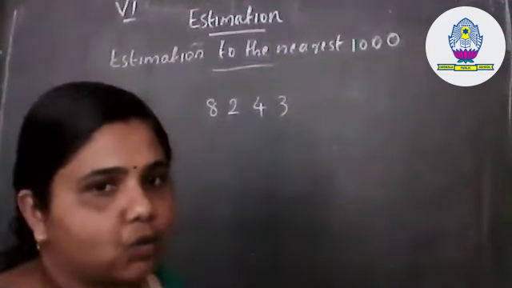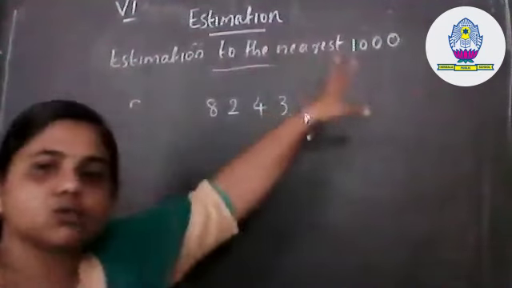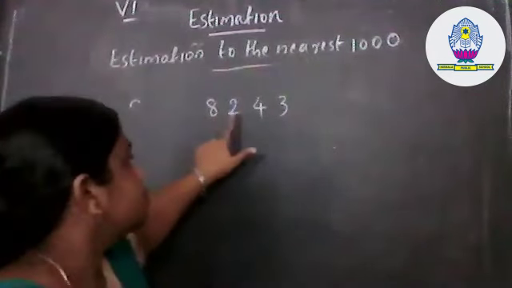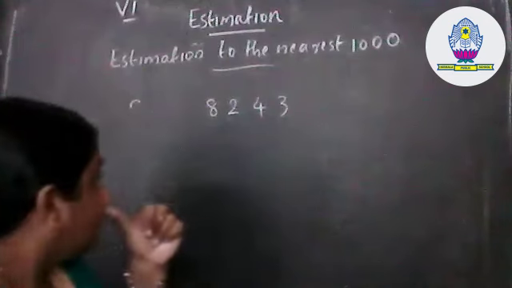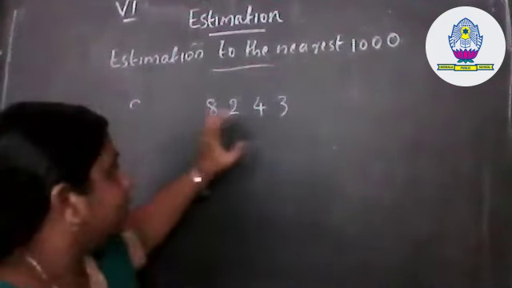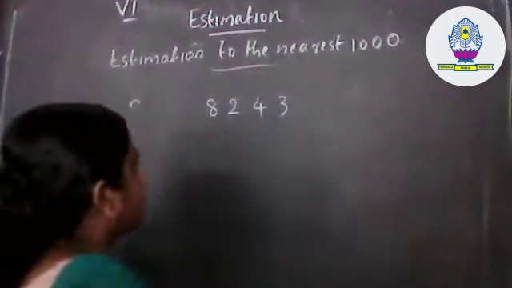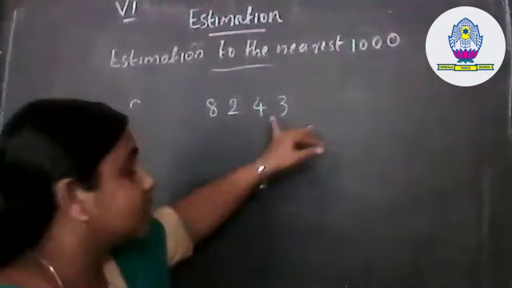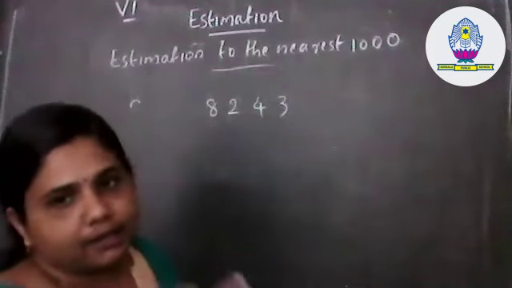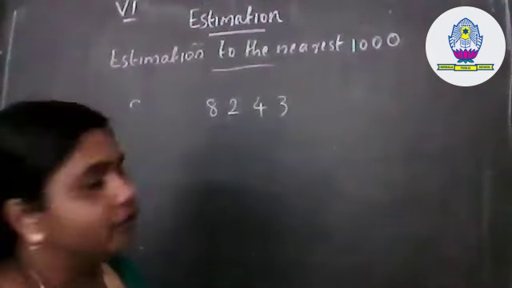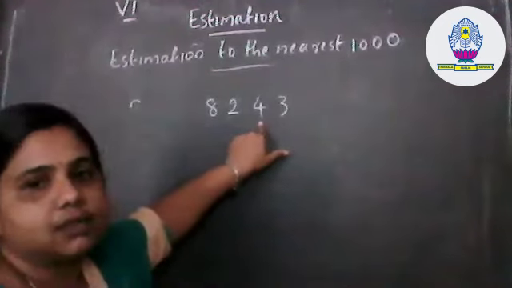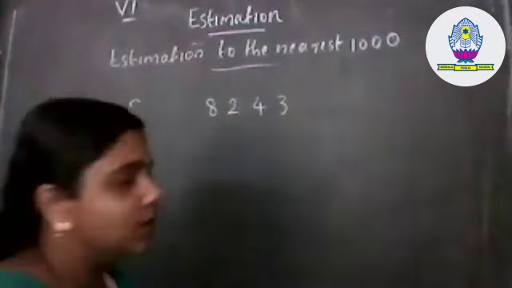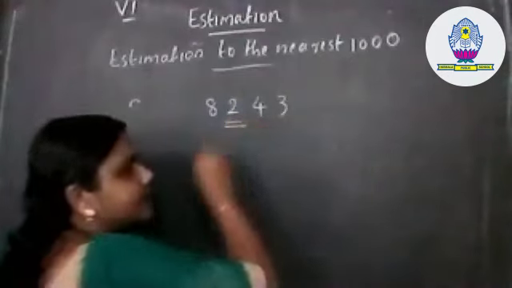Next topic is rounding off to the nearest 1000. Consider an example: 8,243. In this case, how to convert it into the nearest 1000? In the case of rounding off to the nearest 10, we consider the digit in the ones place, and in the case of rounding off to the nearest 100, we consider the digit in the tens place. And in the case of rounding off to the nearest 1000, we consider the digit in the hundreds place.